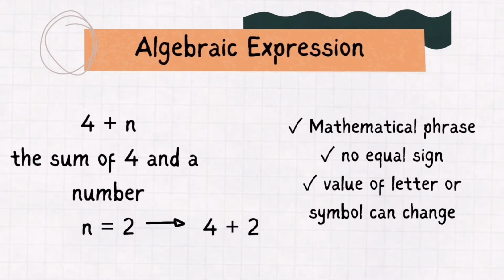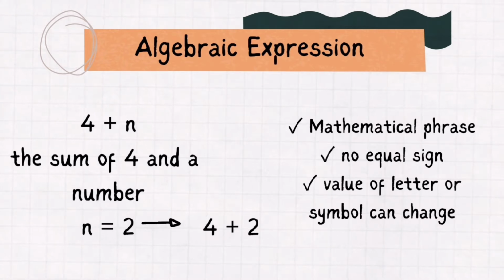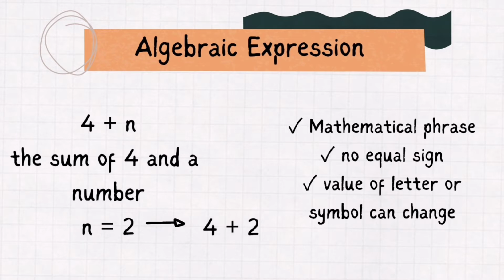An algebraic expression is a mathematical phrase. For example, we have the sum of 4 and a number. As we can see, this is not a complete sentence. An algebraic expression has no equal sign. And last, the value of the letter or symbol can be changed.